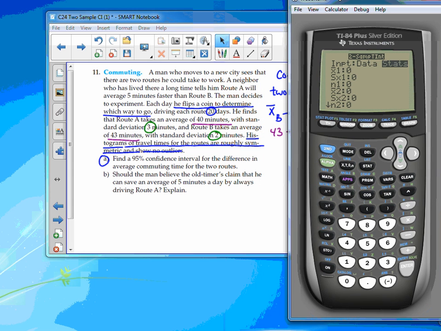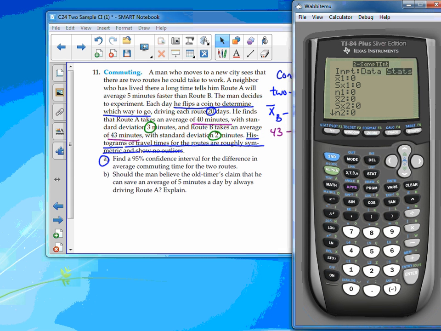So your calculator always does a 1 minus 2. So we put B first, so B should be 1. So route B takes an average of 43 minutes, standard deviation of 2 minutes, sample size of 20. And then for route A, 40 minutes, standard deviation of 3, sample size of 20. That's for your confidence level, 95% confident.